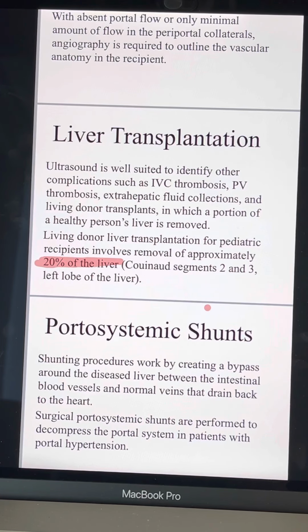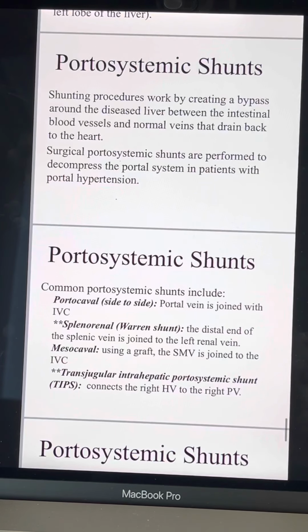So that was the basics of liver transplant. And any questions up to this point? From Budd-Chiari syndrome, portal vein thrombosis, and liver transplant. Any questions? Okay, let's talk about portosystemic shunt.